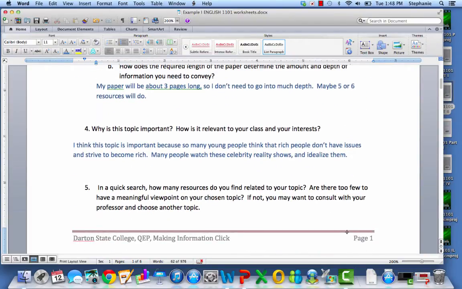In a quick search, how many resources do you find related to your topic? Are there too few to have a meaningful viewpoint on your chosen topic? If you don't find anything in a cursory glance that pertains to your topic, more than likely you want to choose something else that has a little bit more written about it.